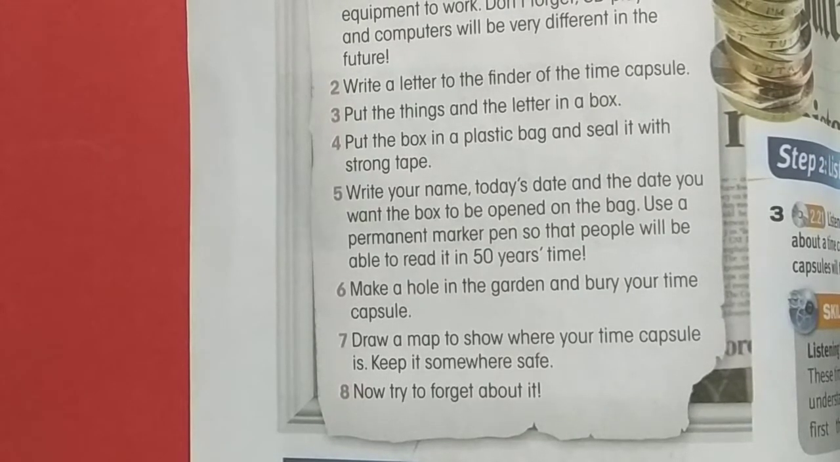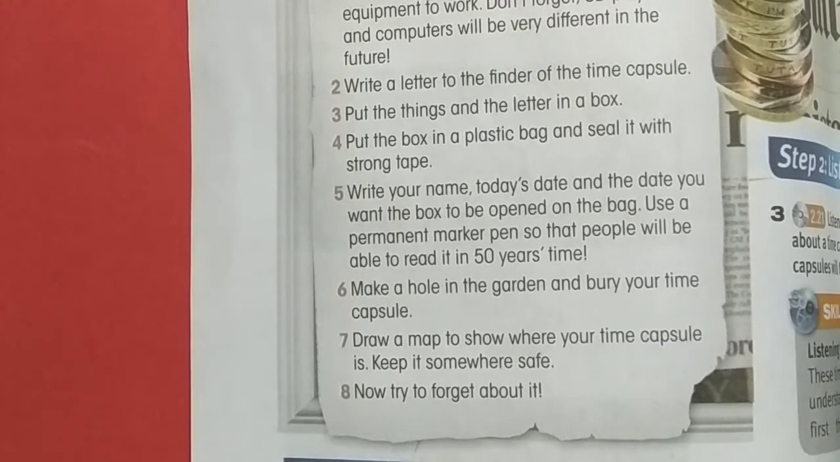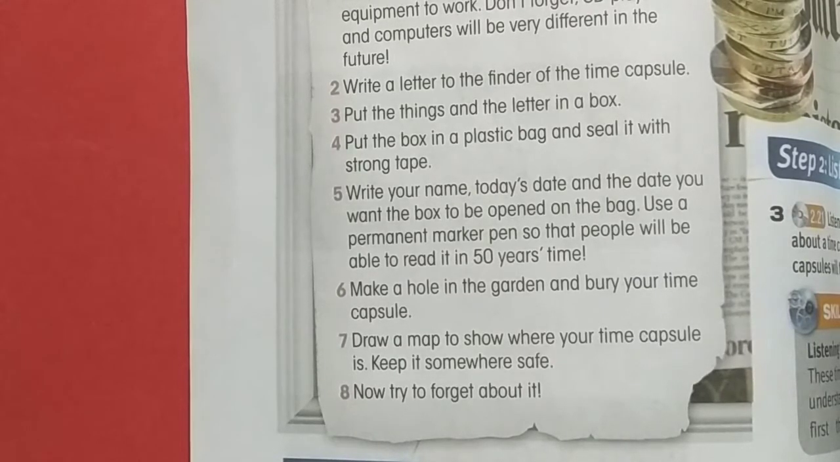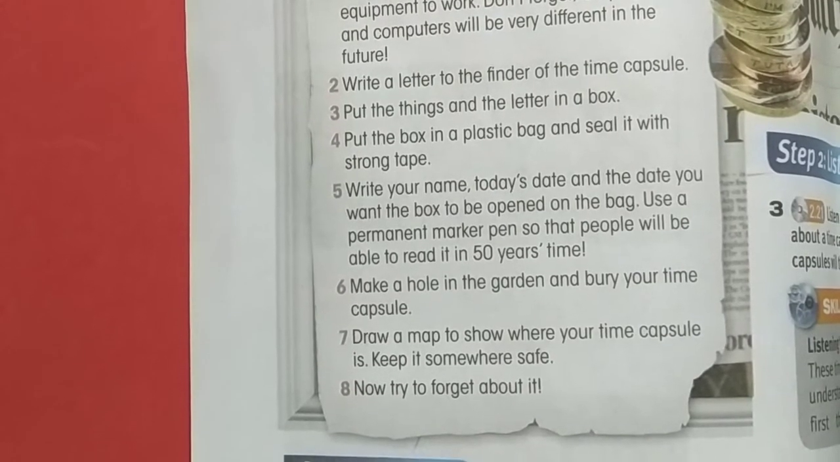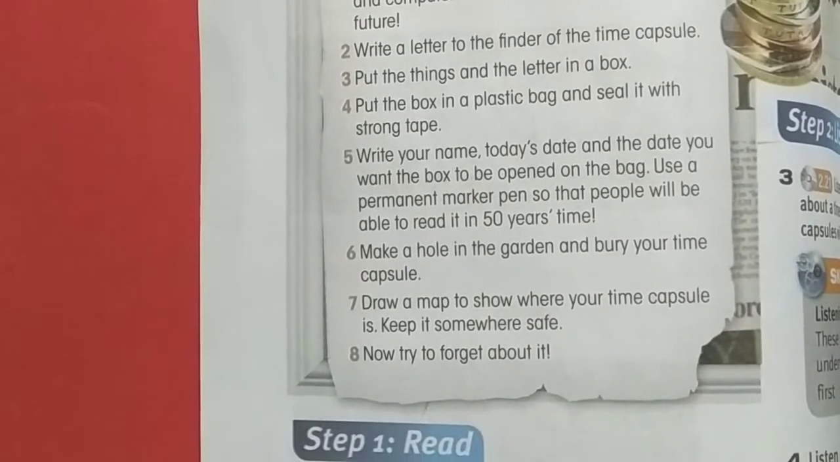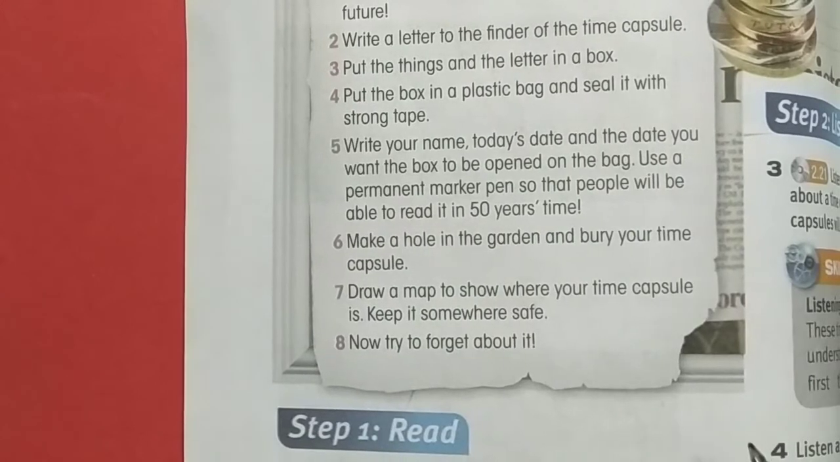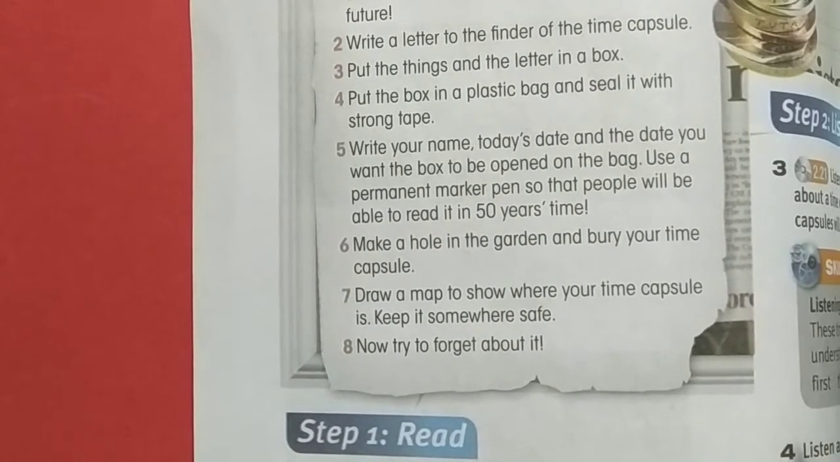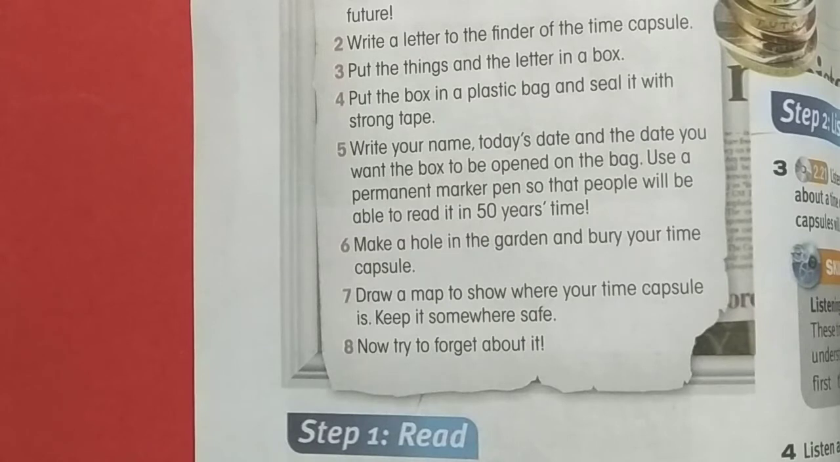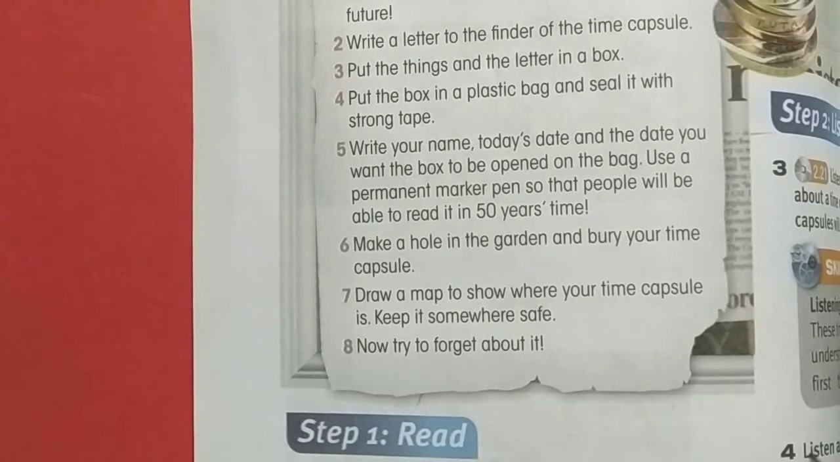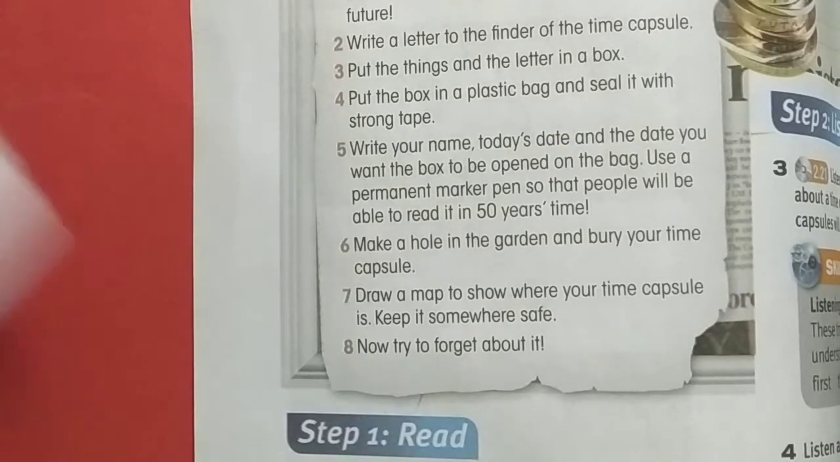And question 6, how will people in the future find the time capsule? Right. In instruction 7, you are instructed to draw a map to show where your time capsule is. So, how will people in the future find the time capsule? You can just say by looking at a map or from a map. As simple as that. Okay, so I shall write down the answer now.